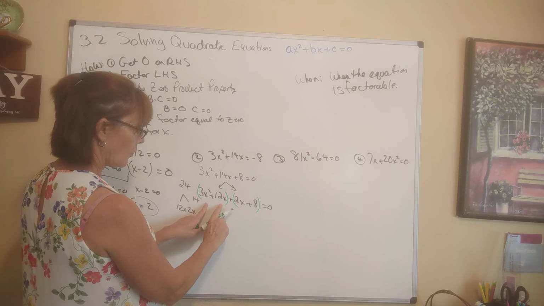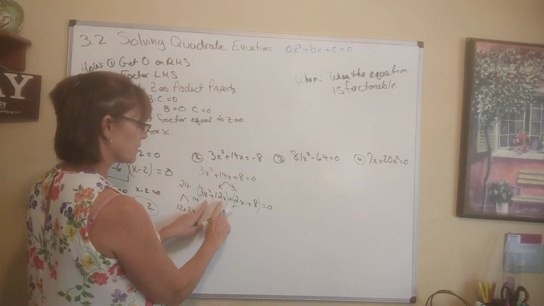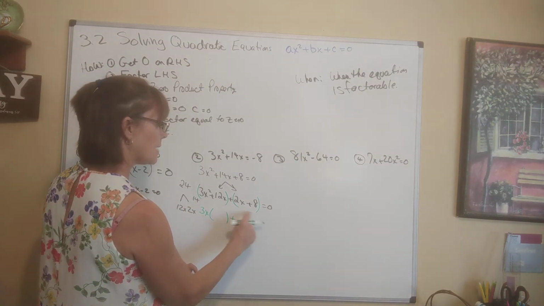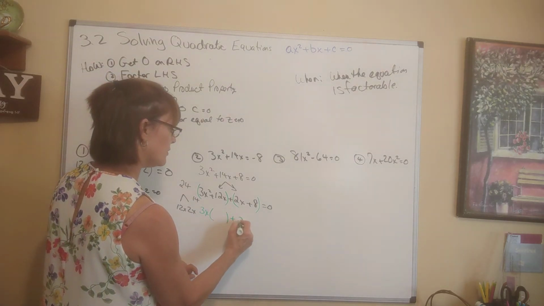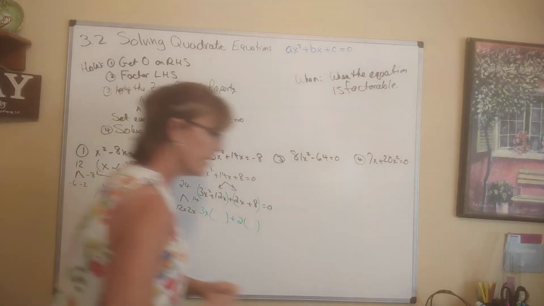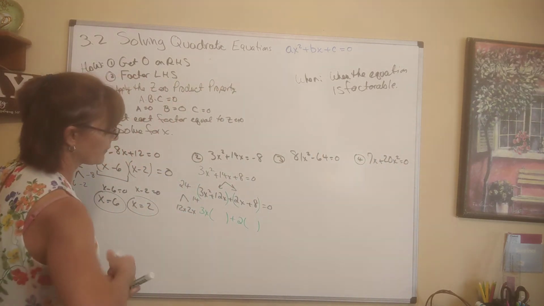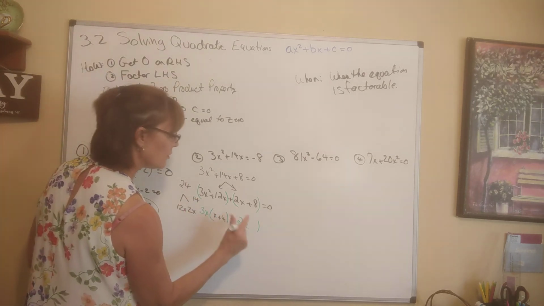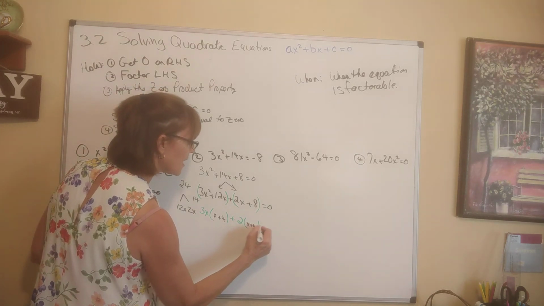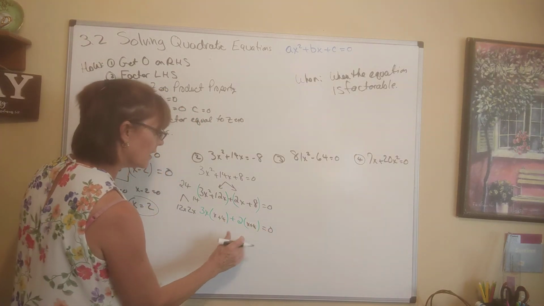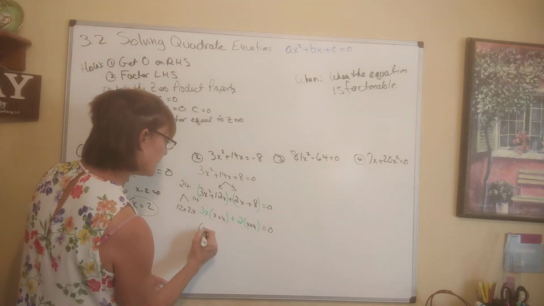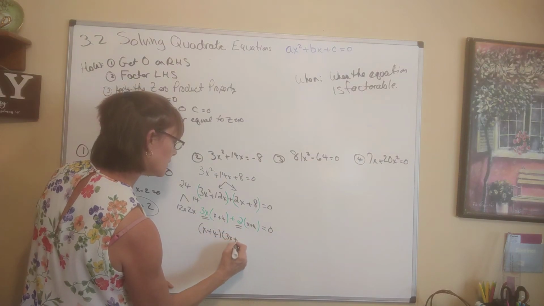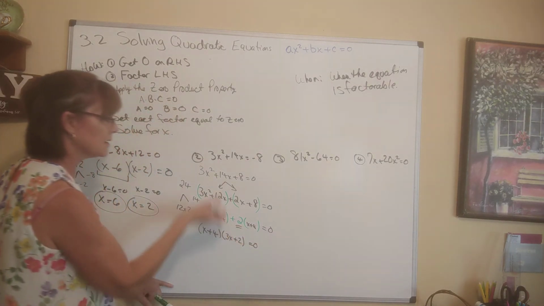and then factor by grouping. What is the greatest common factor between 3x squared and 12x? A 3x. What is the greatest common factor between 2x and 8? A 2. In the first grouping, if I factor out a 3x, I'm left with x plus 4. If I factor out a 2, I'm left with x plus 4. That's not a coincidence that these are the same, that's factoring. Now we factor out the x plus 4, and we're left with 3x plus 2. This is factored.